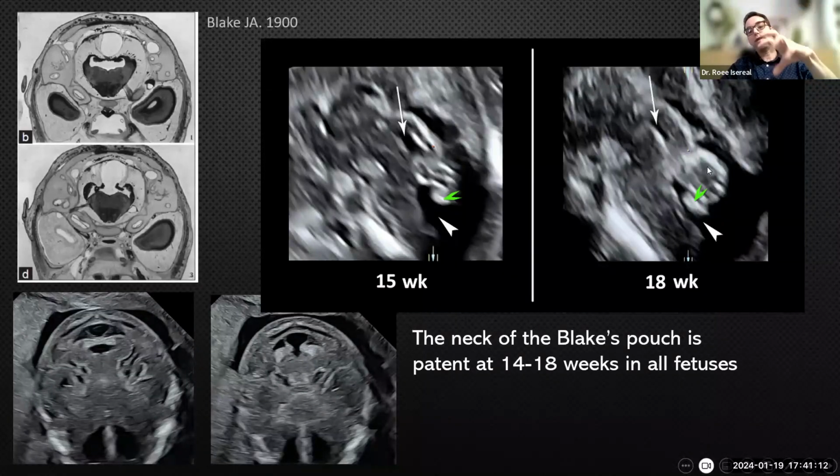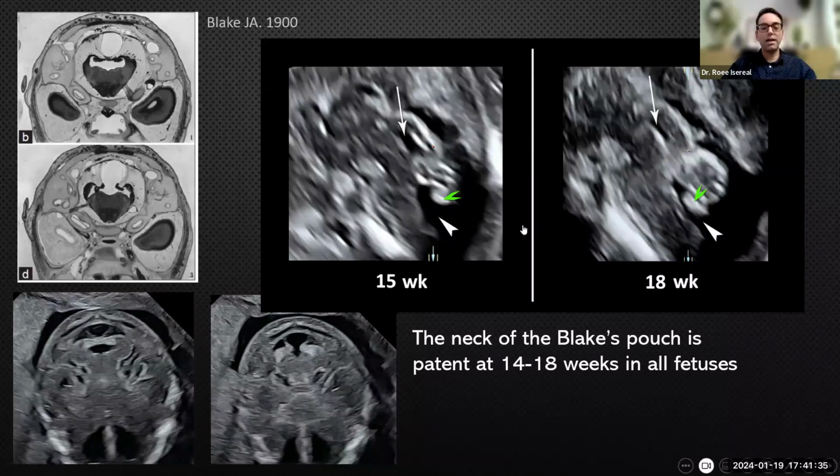As a result of the vermian development, this orifice, this neck of the Blake's, decreases in size and becomes closed, with the normal appearance or normal communication with the foramen of Magendie as a result of normal vermian development. So if you see at 15, 16 weeks a communication, this is completely normal physiological anatomy.